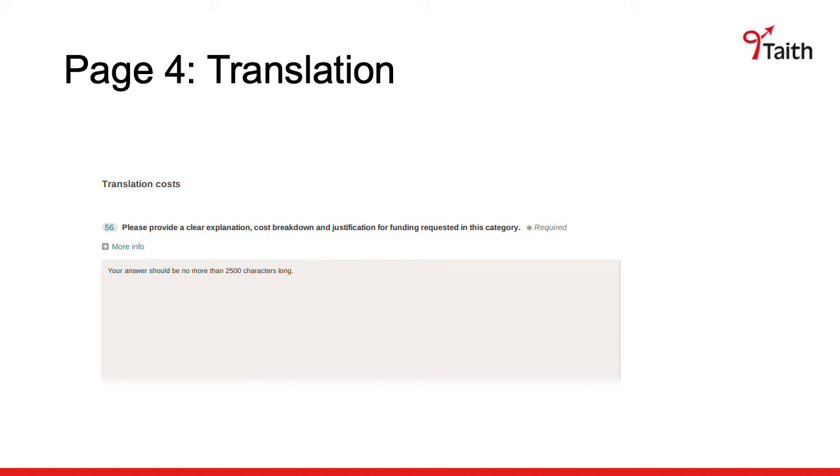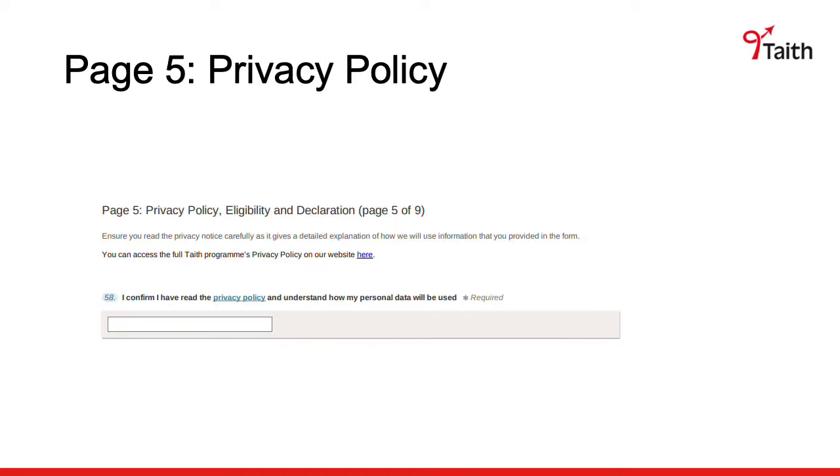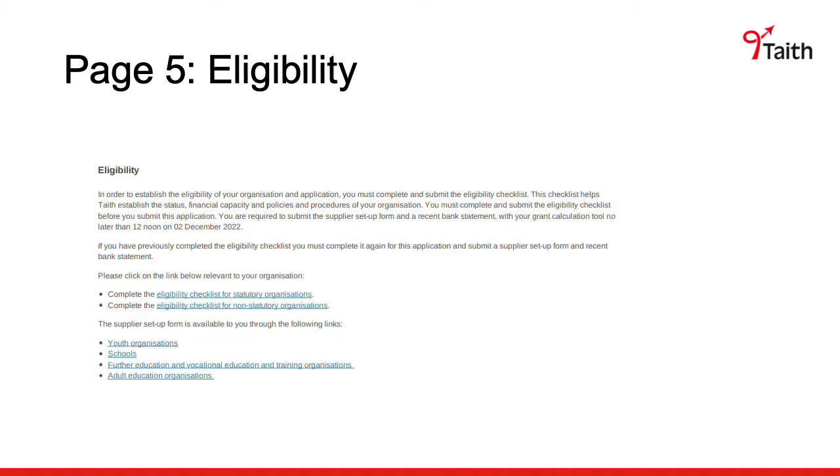Then we move on to page 5. Here you can find our privacy policy, which gives you a detailed explanation of how we will use the information that you provided in the form. You will need to confirm that you have read the privacy policy and understand how your personal data will be used. Under page 5, you find our eligibility section.